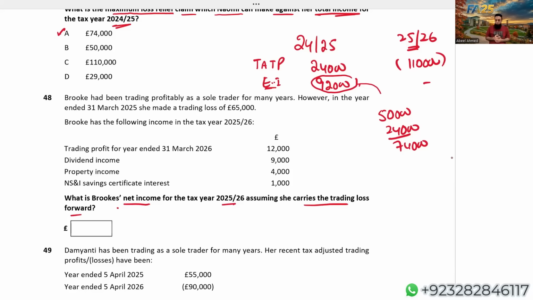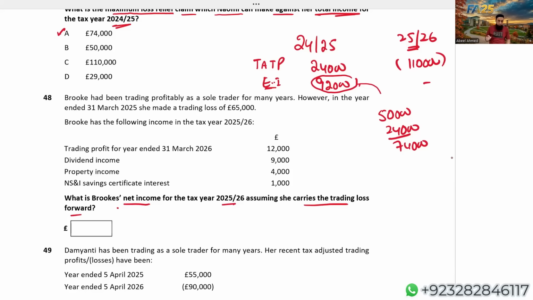The question says, what is Brooke's net income if she carries forward the loss? Now listen. The rule says when you carry forward the loss, you have to utilize the loss against the first available future trading profit. No matter if it is a large amount or a small amount, you will start utilizing the trading loss against the first available future trading profit.